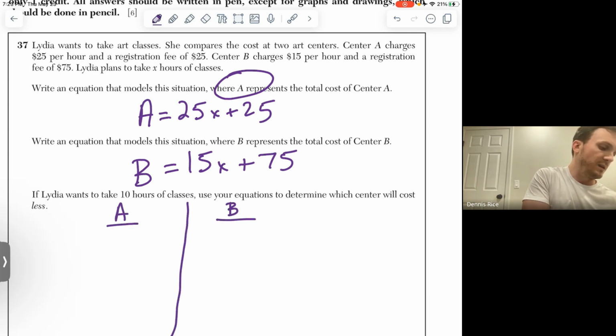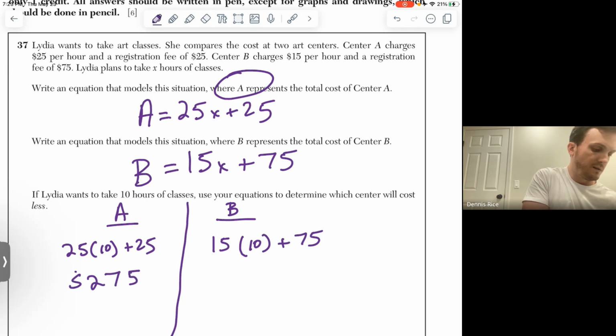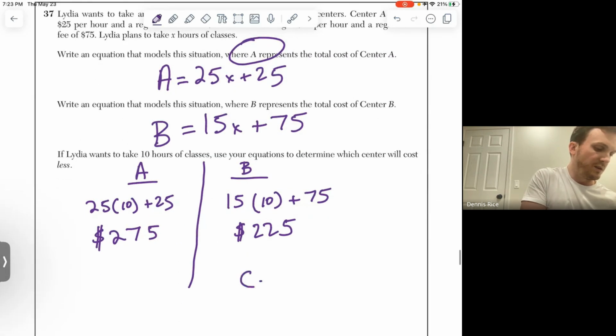So at A, 10 hours would be this. At B, 10 hours would be this. So that's going to be 250 plus 25 is 275. You could obviously use a calculator here. At B, 150 plus 75 is 225. So which center would cost less? Center B.